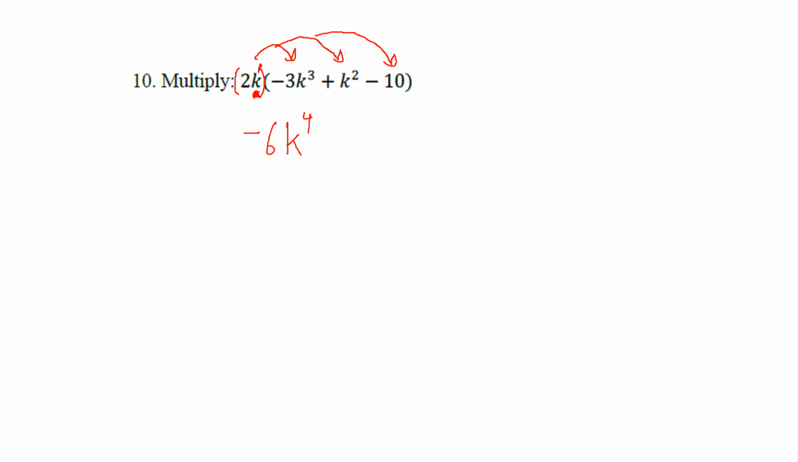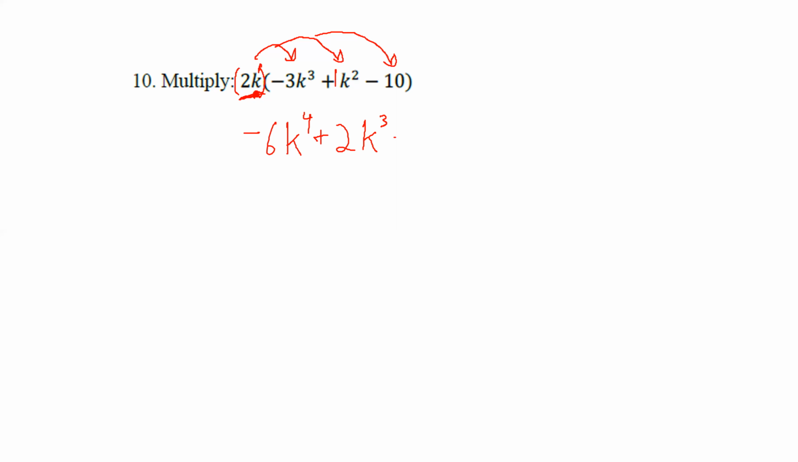All right. Now we take that front value again and distribute to the next part. So 2 times k squared. Well, there's no value out in front of k squared. It's like there's just a 1 there. So 2 times 1 is 2. K to the first times k to the second is k to the third. Again, add those exponents.